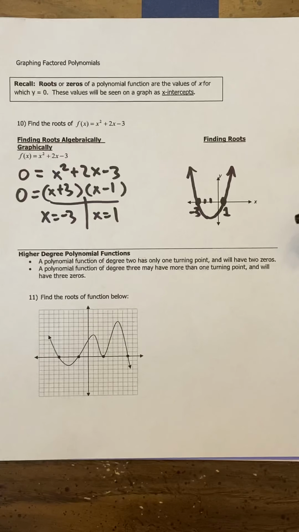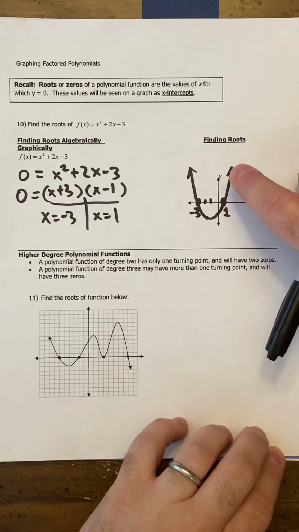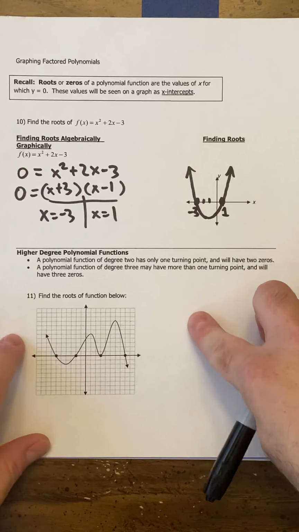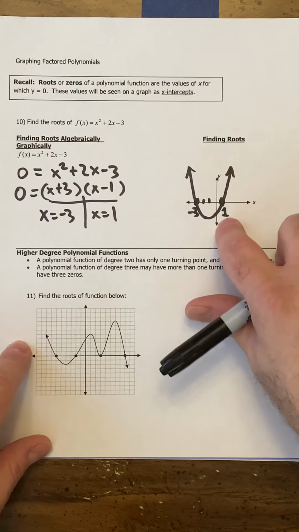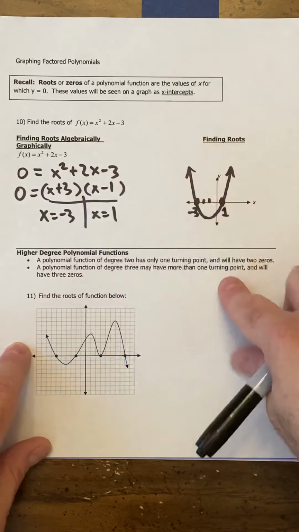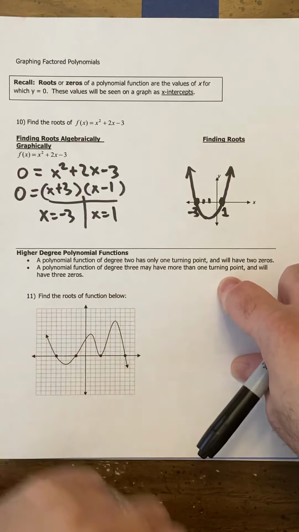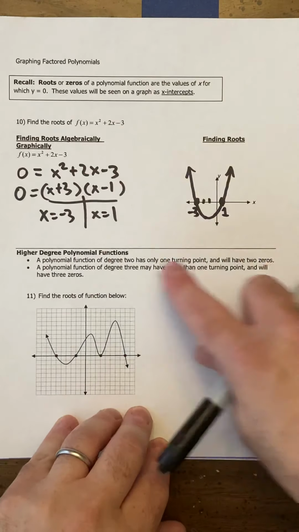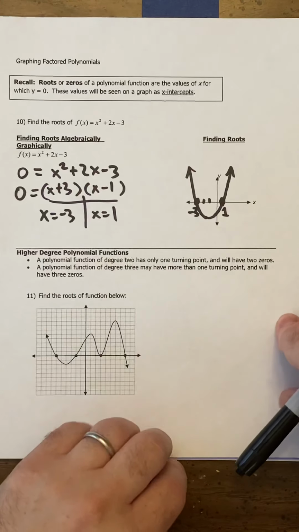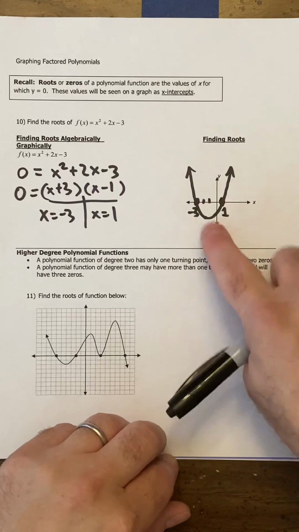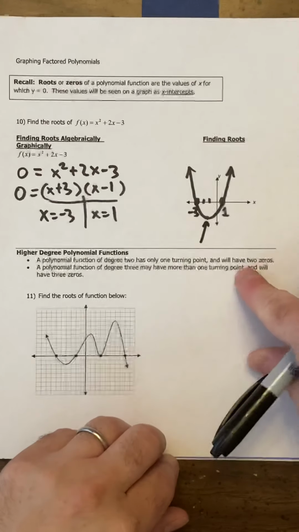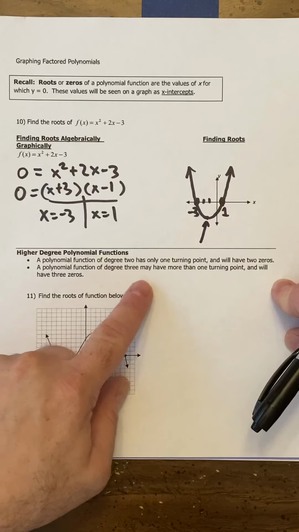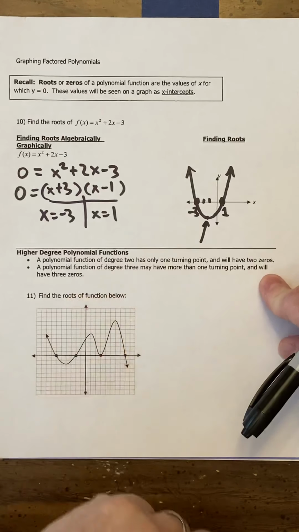Okay, higher degree polynomial functions. Now we're all used to seeing parabolas, but here we have a function that has a higher degree than a mere parabola. A parabola is quadratic with the highest term being squared. This is going to have a higher exponent than 2. So for higher degree polynomial functions, a polynomial function of degree 2 has only one turning point. This is the turning point right there, and we'll have 2 zeros. A polynomial function of degree 3 may have more than one turning point, and we'll have 3 zeros.